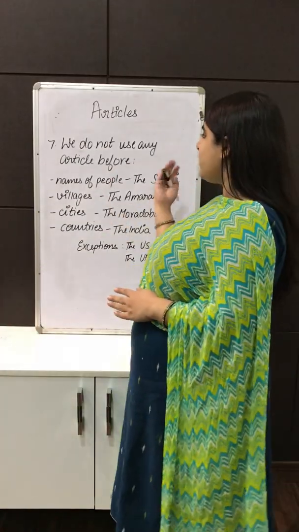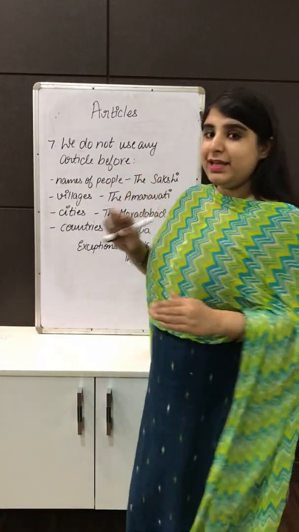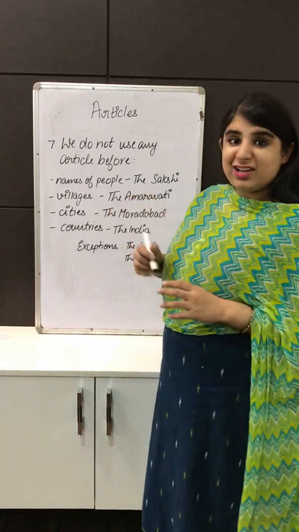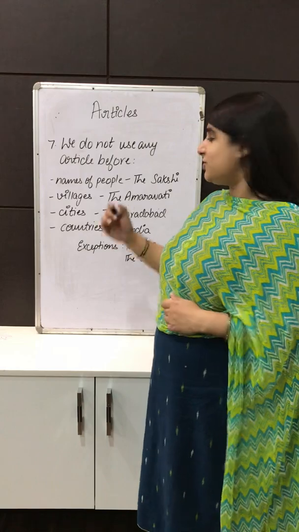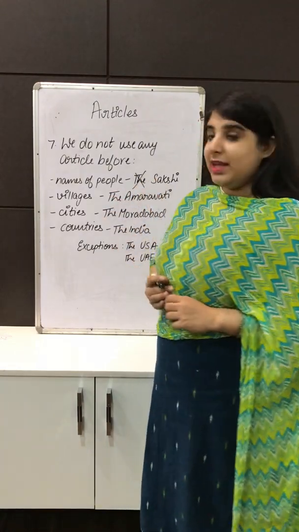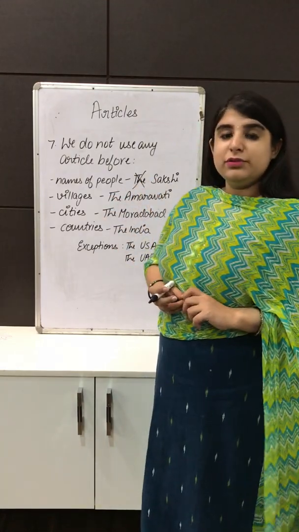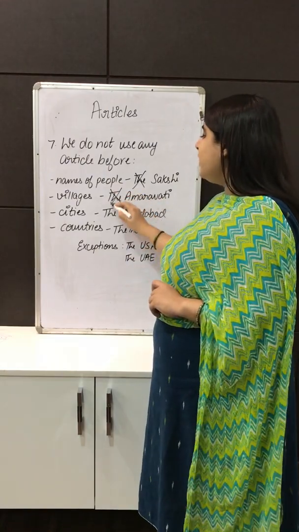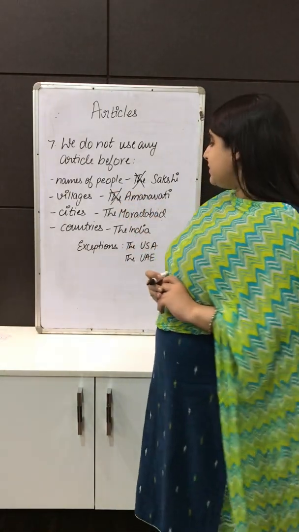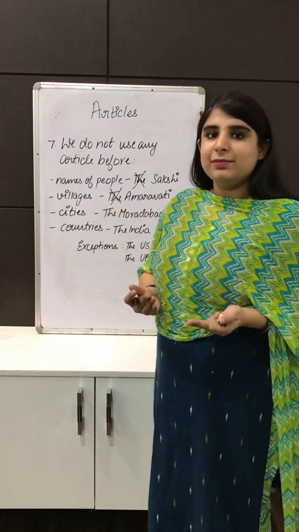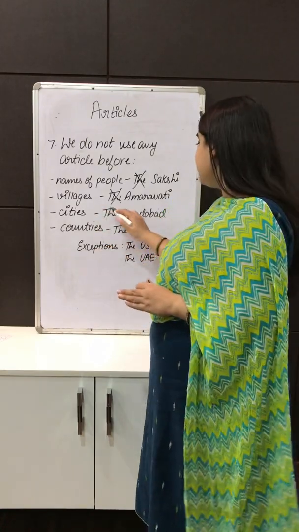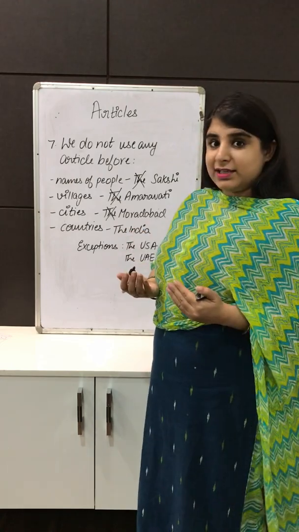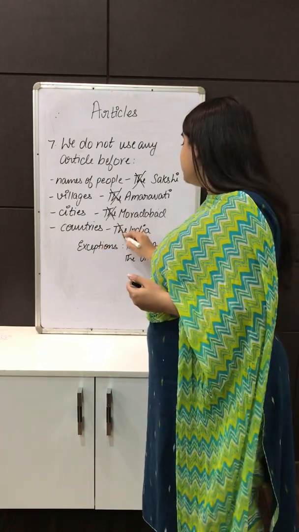Now comes the last rule. We do not use any article before names of people. So we say Sakshi and we do not say the Sakshi. Then for villages also we do not use the article the. We say Amravati, we do not say the Amravati. Similarly for cities, we say Muradabad and not the Muradabad. For countries, we say India directly and not the India.